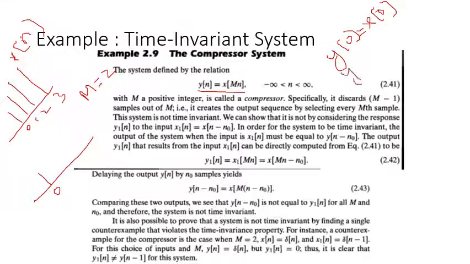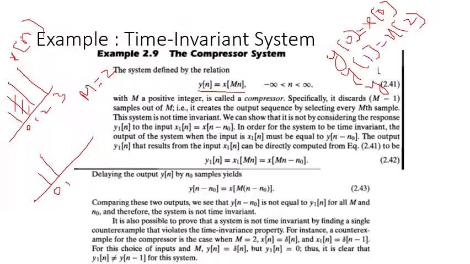Next will be y of 1. What is the value of m? M is 2. So x of 2. It means that whatever we have at 2 will come at 1. Okay, so this sample is skipped. We are not getting this sample at output.